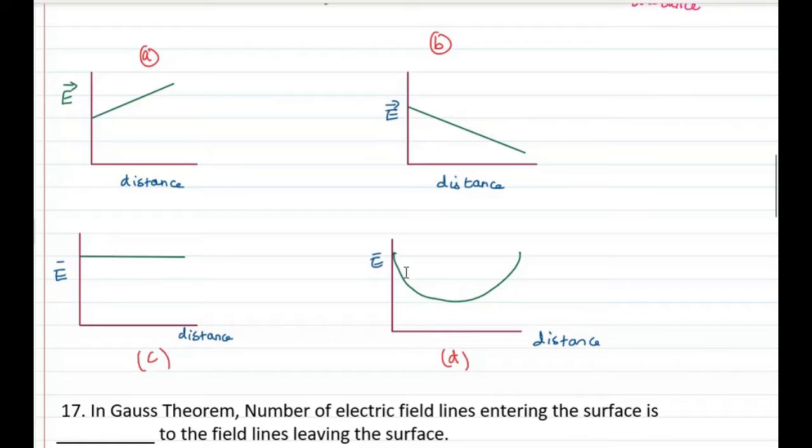Here it decreases and then increases. So which is independent among the four graphs? The option graph C, because the electric field is independent. Even if you change the distance from 0, 1, 2, 3, whatever may be the R distance, the electric field value remains constant. So C is the correct answer.